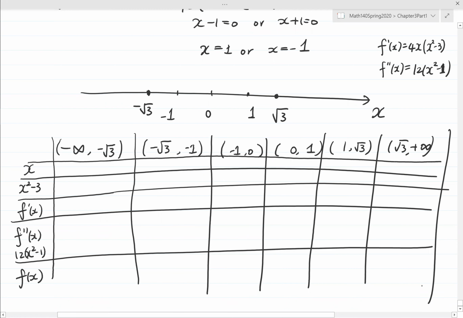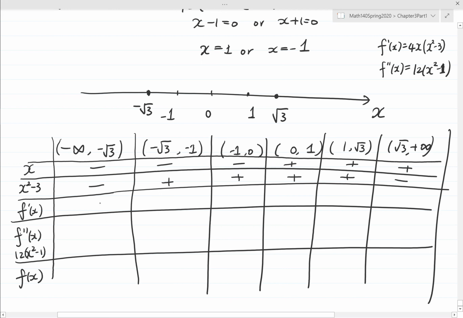Okay, now the factor x, whether it's positive or negative: negative, negative, negative, positive, positive, positive. Now x squared minus 3, you'll find out its interval, whether its factor is positive or negative. So when x is from negative infinity to negative root 3, and this is actually not hard to determine, this is negative, and this is positive, positive, positive, negative.